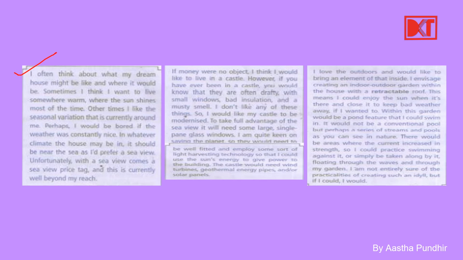Okay, so he talks about all the modern things like this retractable roof, and also having a pond feature, which would be like a swimming pool, and that pool also will not be a conventional one, rather it will have streams and ponds which we can see in nature. And then this person also says that this pool will also have areas where the currents will be increasing, and then I will be swimming against those waves, and so on and so forth.